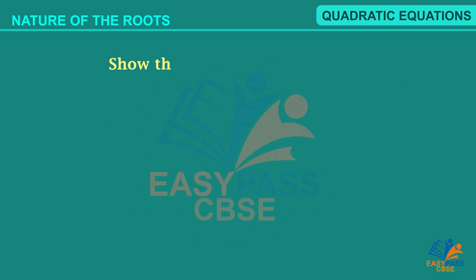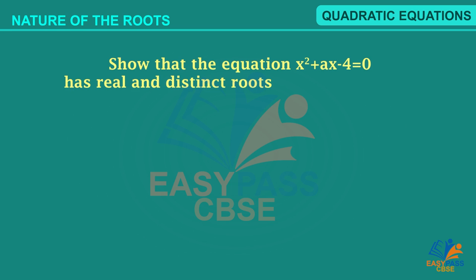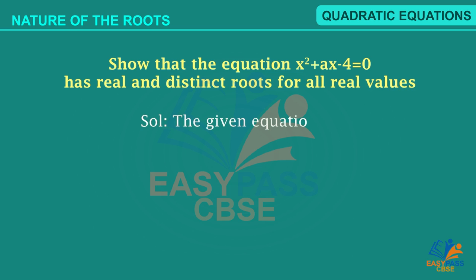Show that the equation x square plus ax minus 4 is equal to 0 has real and distinct roots for all real values of a. So, we have x square plus ax minus 4 equal to 0. You have to show that the roots are real and distinct. Or you have to show that discriminant is strictly greater than 0. Showing the roots are real and different is same as showing discriminant is more than 0.